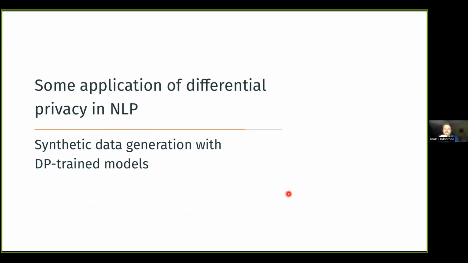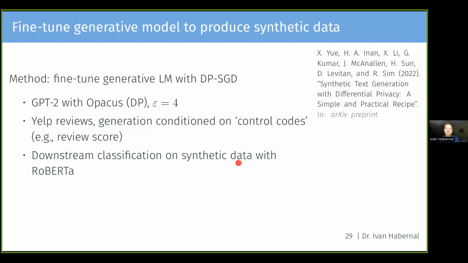So another application in NLP of differential privacy could be synthetic data generation with models trained with DP. Here's one example. I think it's on arXiv from last year: you can take a language model, for example GPT-2, and use a framework, Opacus, which is one of the implementations of differential privacy in PyTorch, and you can train a generative model or fine-tune it on a particular data set.